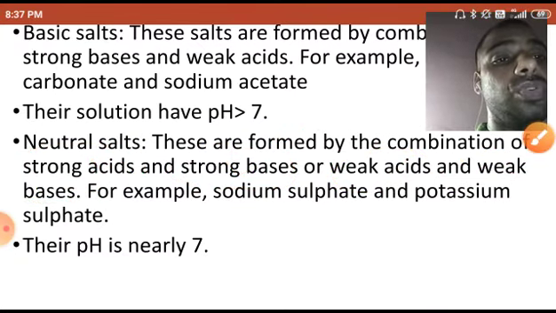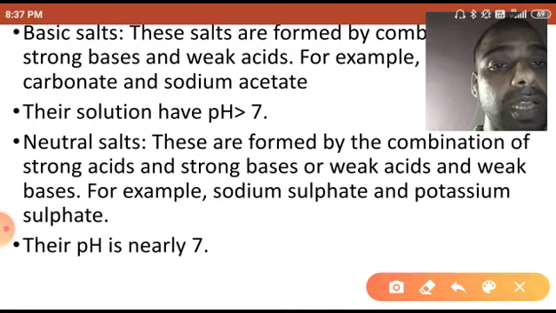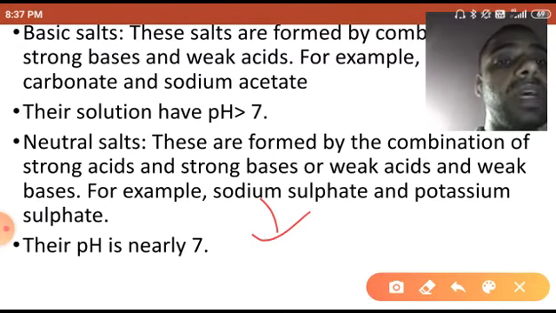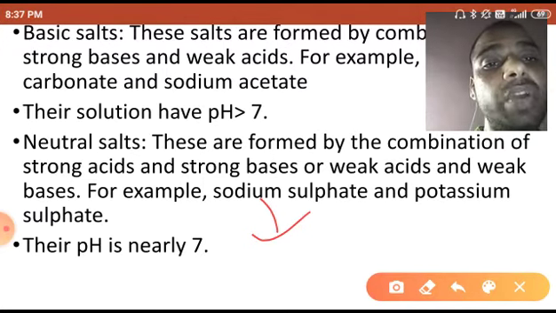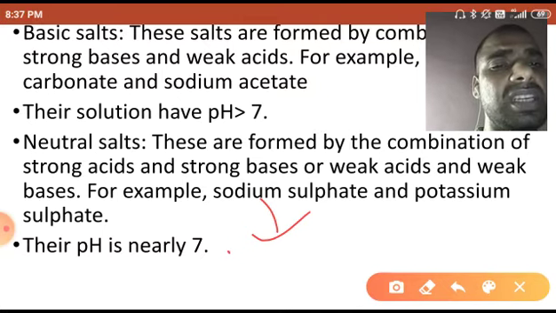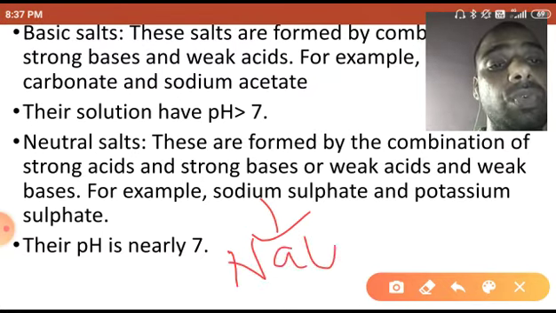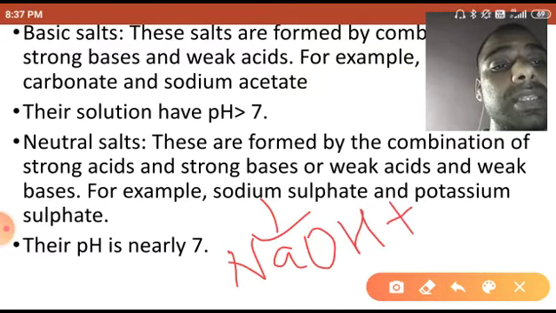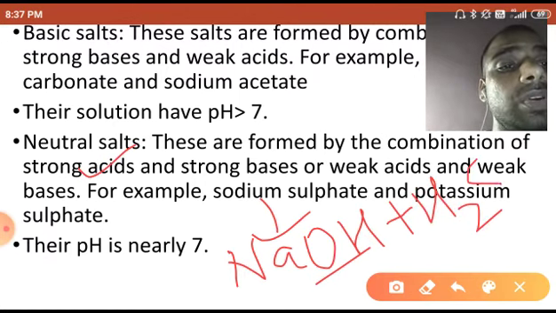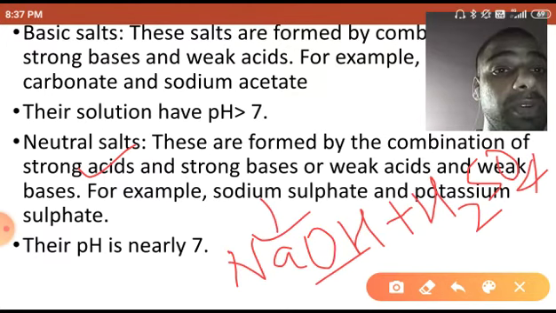Okay now, let me check one example I am giving you here: sodium sulfate. How will sodium sulfate form? Sodium sulfate will form by the combination of a strong acid and a strong base. Let me take the strong base first, NaOH. Now I have to take a strong acid, so I am taking H2SO4. What will it form? It will form sodium sulfate.